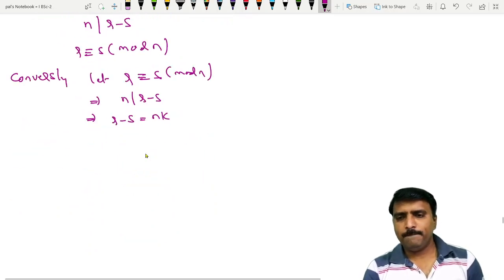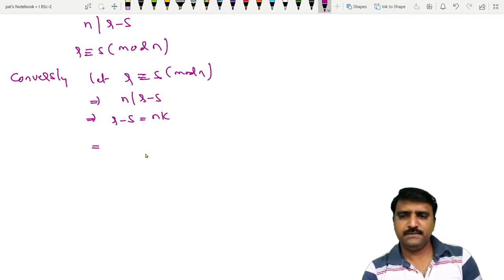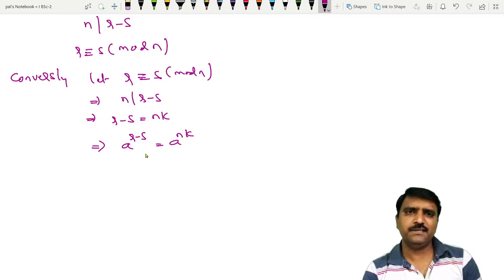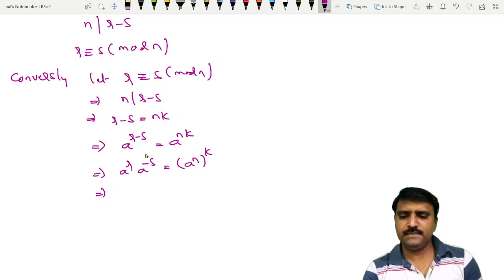Now A to the power of R, you take this one has, which implies that A to the power of R minus S can be written as A to the power of nk. R minus S is equal to nk, so we can write it like this. Which implies that A to the power of R, A to the power of minus S is equal to A to the power of n whole to the power of k.